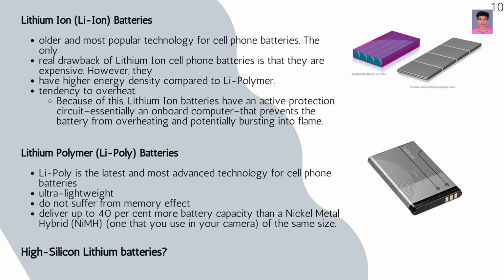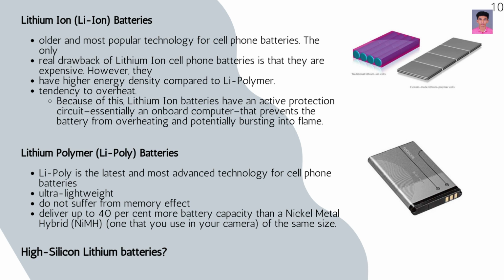The only real drawback of lithium ion cell phone batteries is that they are expensive. However, they have higher energy density compared to lead polymer and also have a tendency to overheat. Because of this, lithium ion batteries have an active protection circuit, essentially an onboard computer that prevents the battery from overheating and potentially bursting into flame.